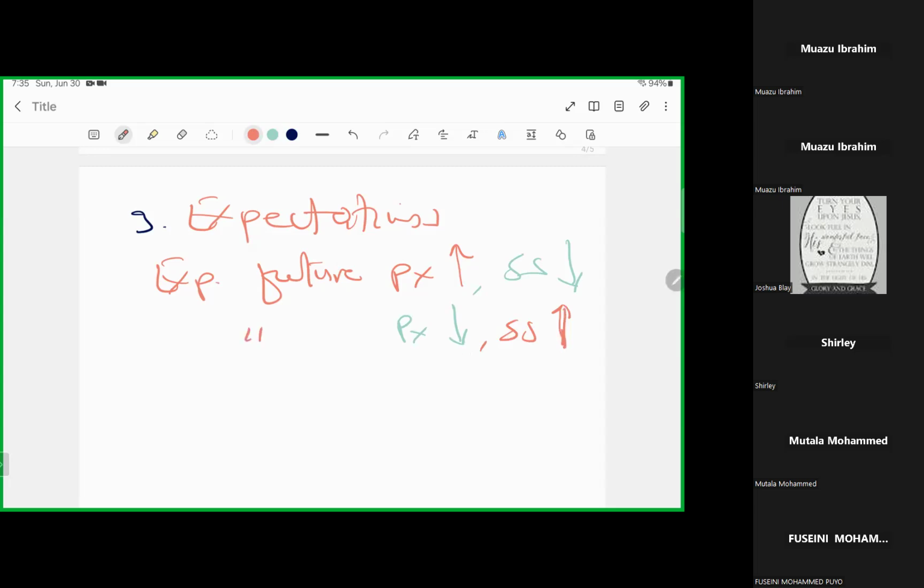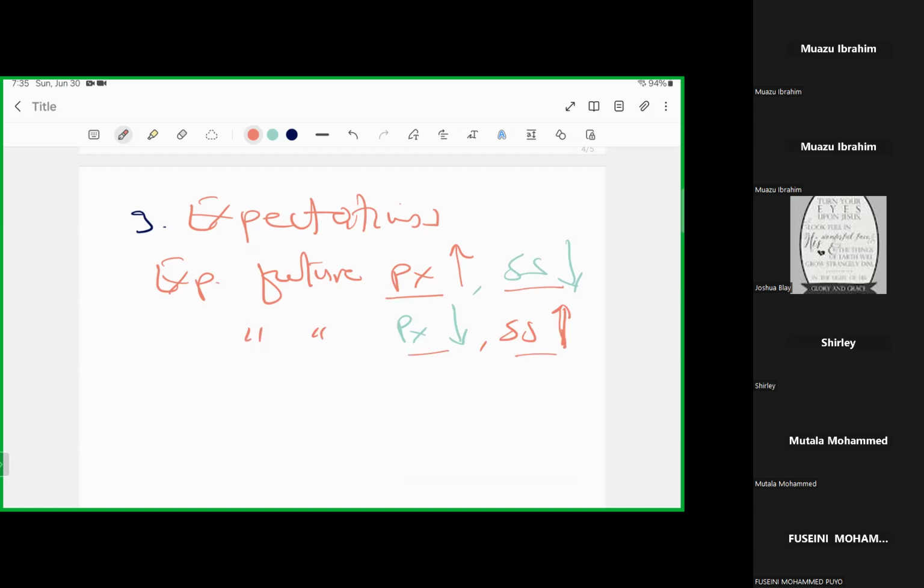So if you expect the future price to increase, you supply less now, so that you can have more to supply later and make a high profit. And if you expect the future price to fall, you supply more now, because the current price will be more than the future price.